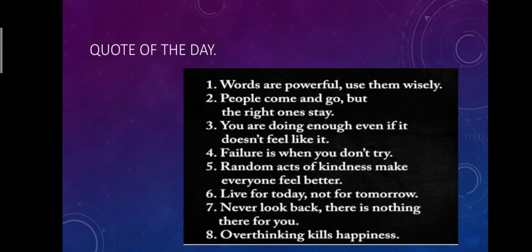Failure is when you don't try. Random acts of kindness make everyone feel better. Live for today, not for tomorrow. Never look back, there is nothing there for you. Overthinking kills happiness.